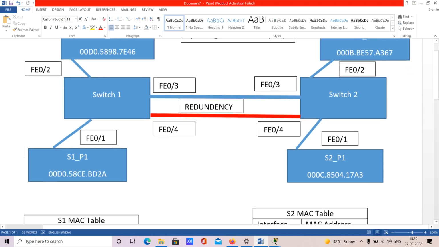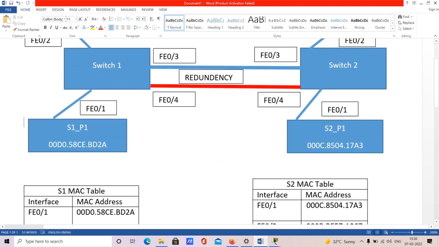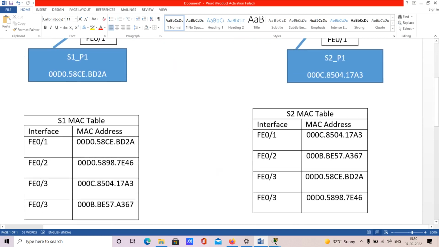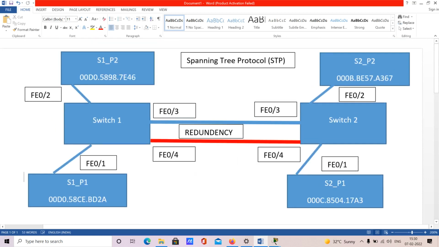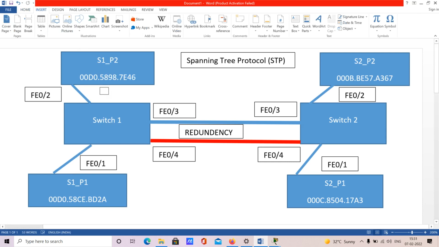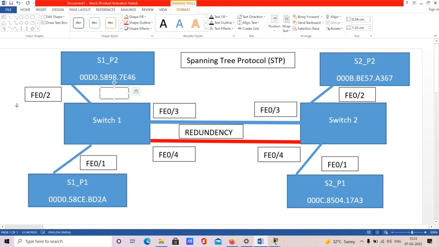When there is a redundancy, let us try to understand the concept first. What is going to happen? Let us first try to understand it with a simple concept. Suppose this machine has sent an ARP request.